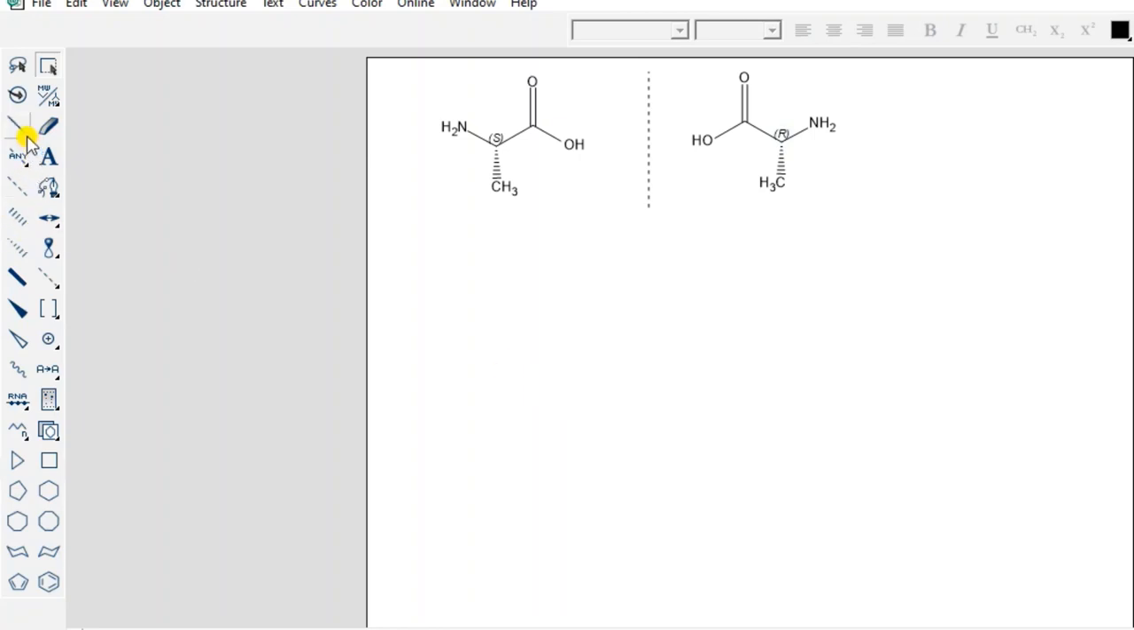Further, if we want to find the EZ notation of a particular molecule, let's say we have this molecule, and we will have another molecule this way. There are two molecules which have different notations because the groups are arranged in different ways.